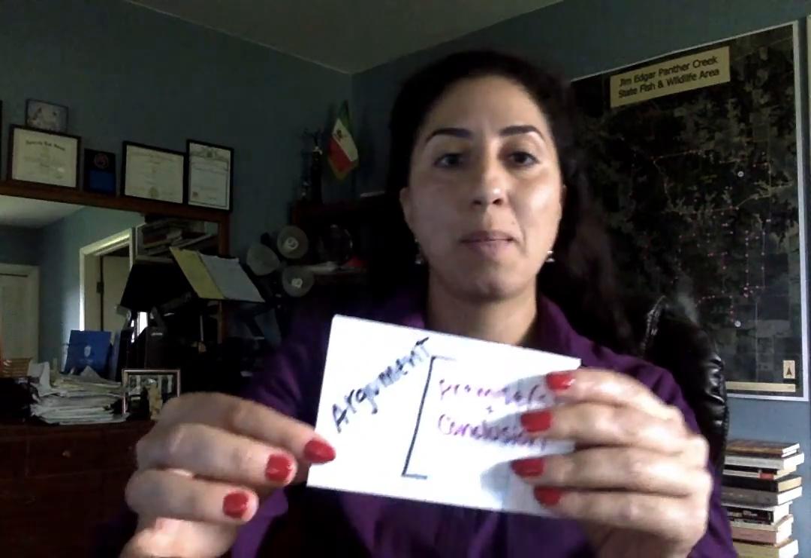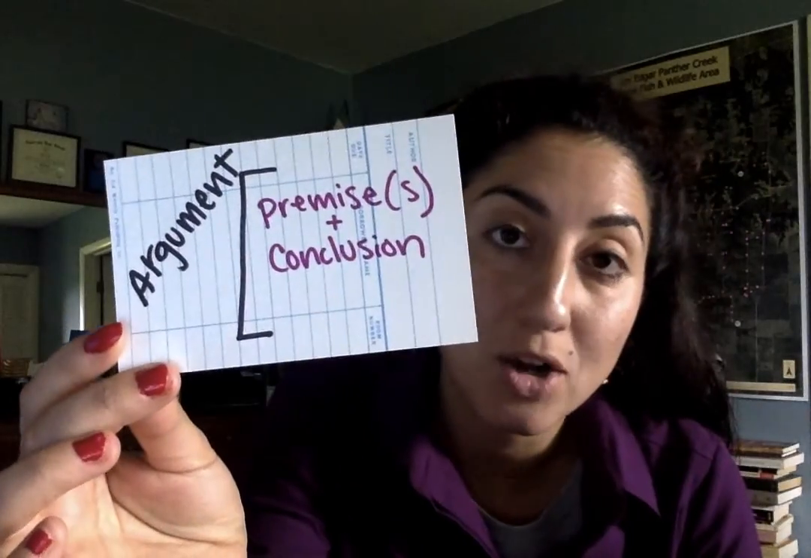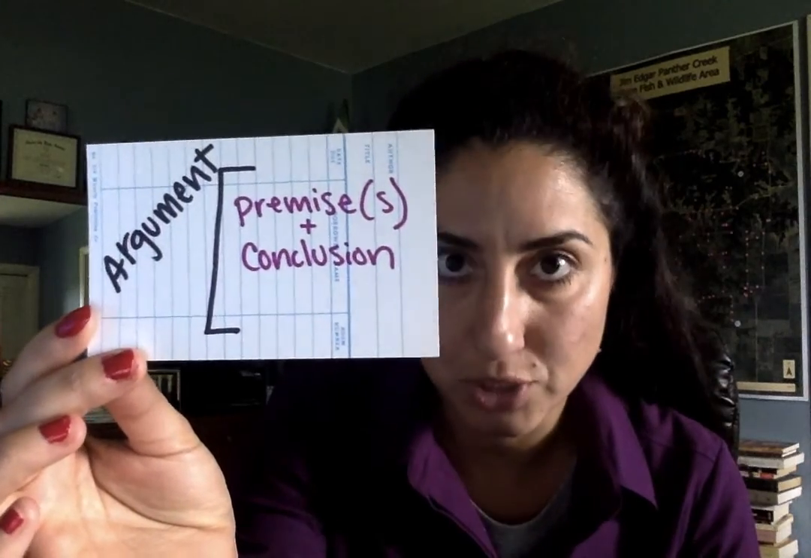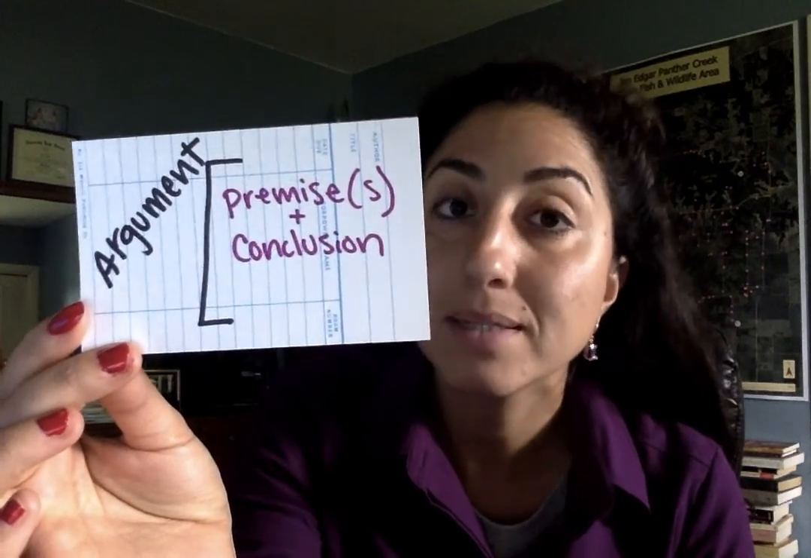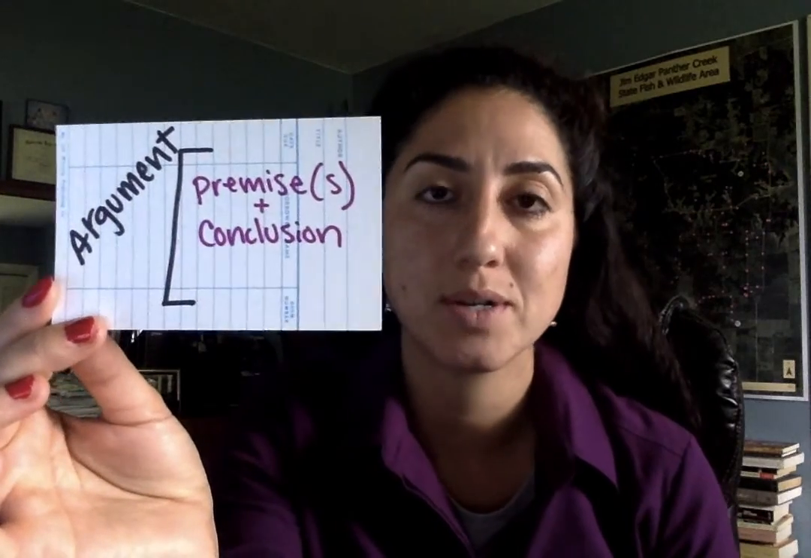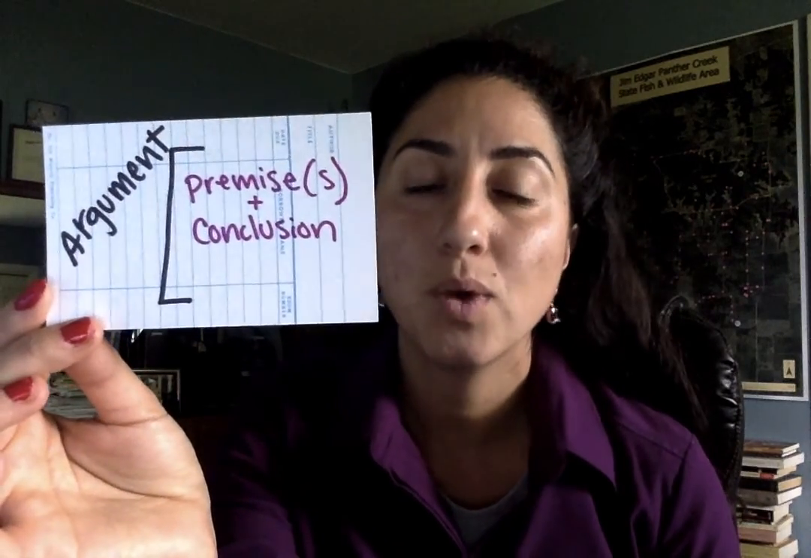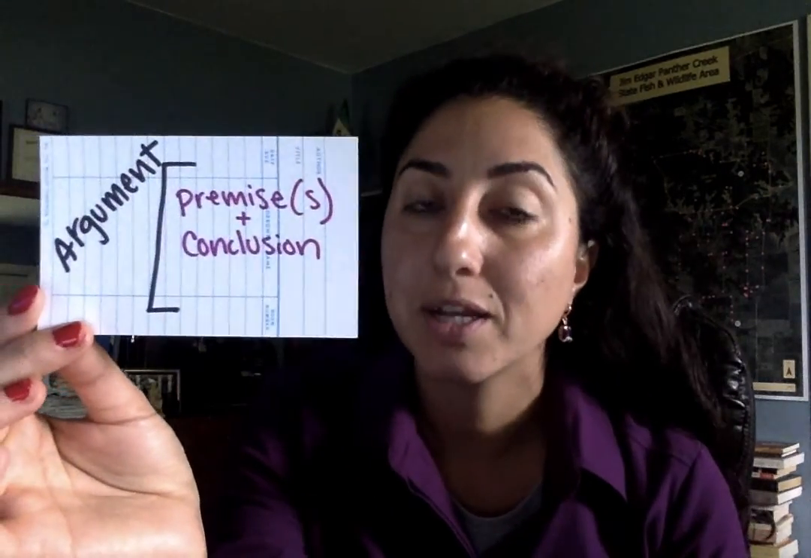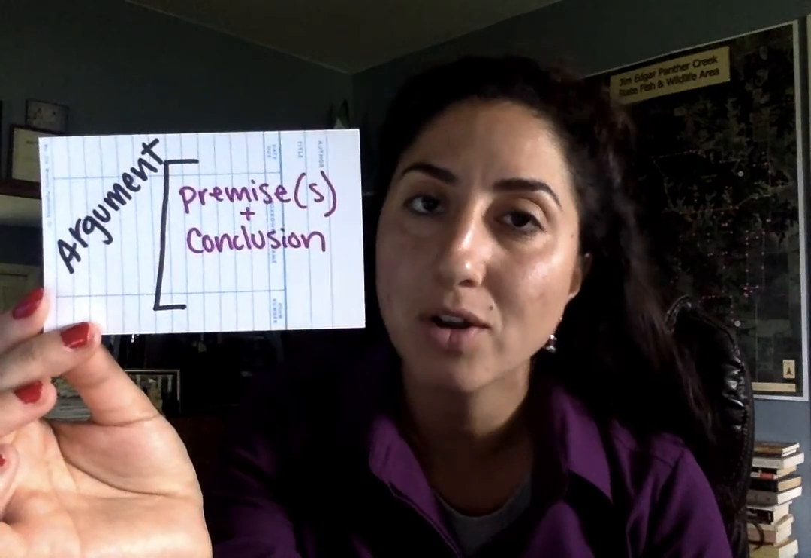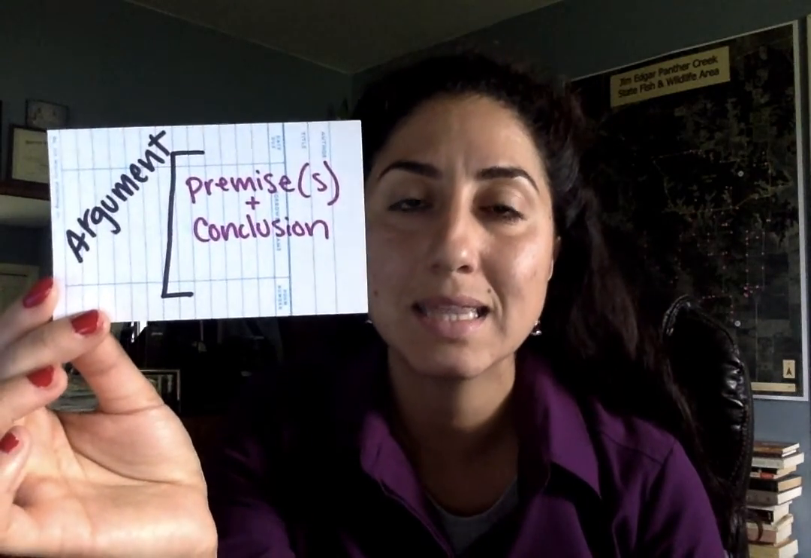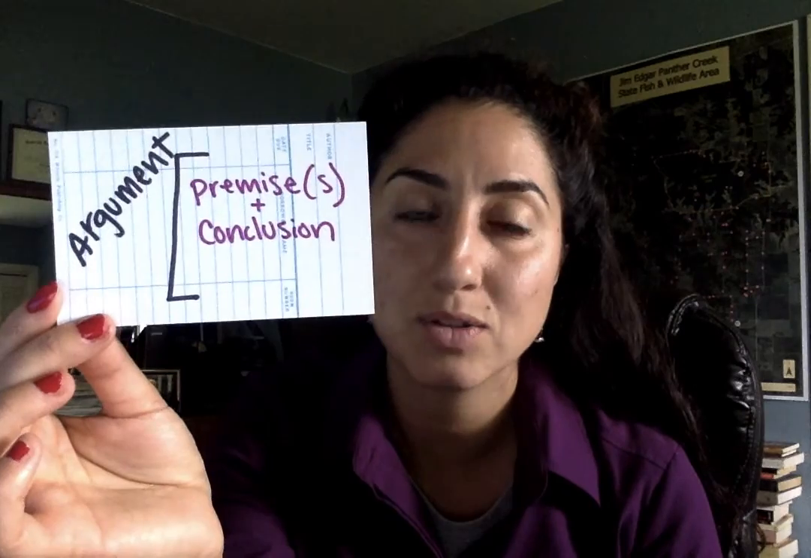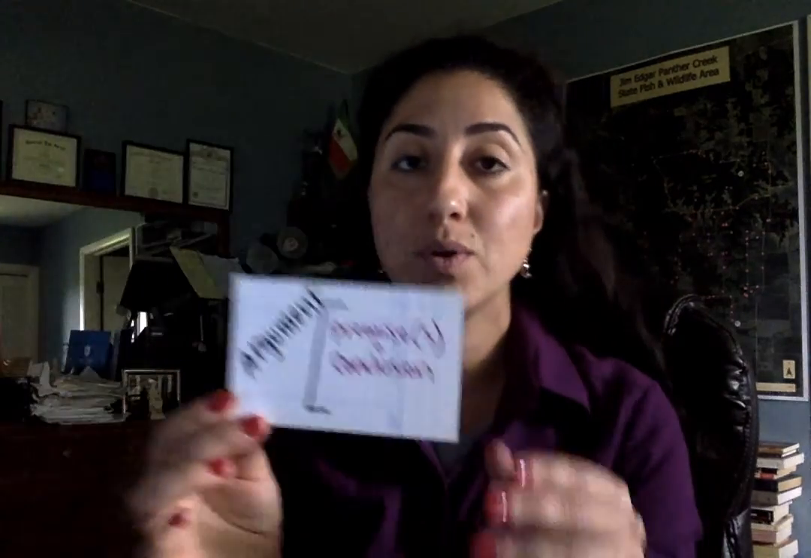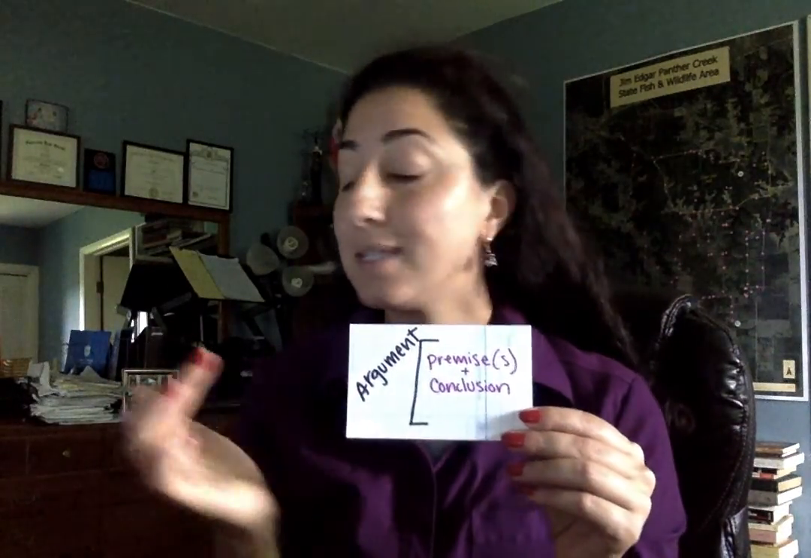Arguments, the vessel through which you try to convince, have two main parts, typically called premises and conclusions. The premise, you can also call support or reasons. It's whatever you're offering as information that leads you to the conclusion. The conclusion, you can also call the point of the argument or the thesis. This is the thing that the premises or the reasoning are supposed to lead you to. So an argument has two parts, premises and conclusions.